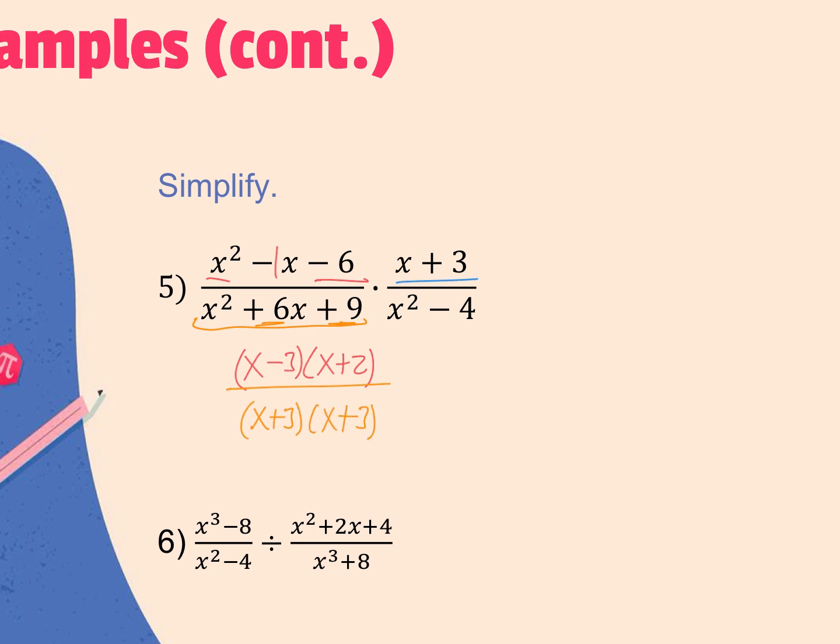All right. And then x plus 3 on top does not factor. That's fine by itself. X squared minus 4 on the bottom is a difference of squares. So it's going to be x plus 2, x minus 2.